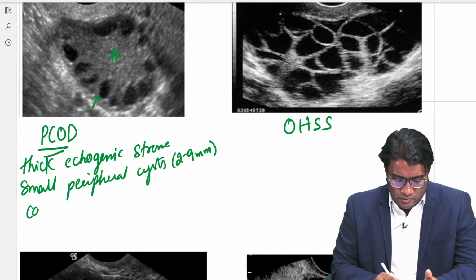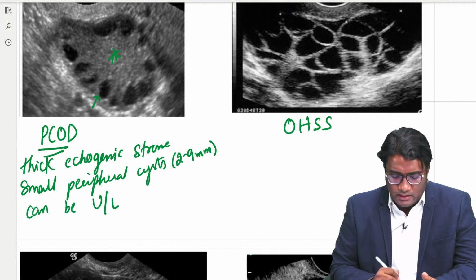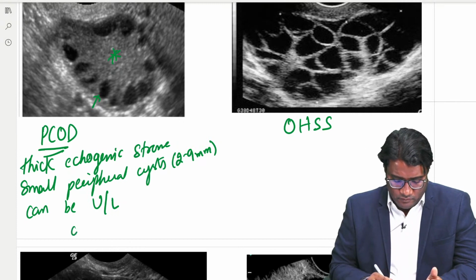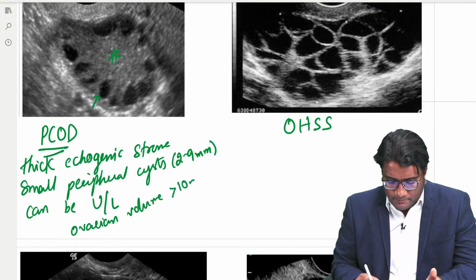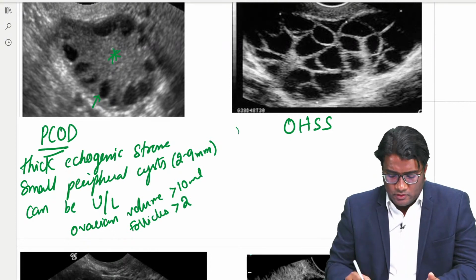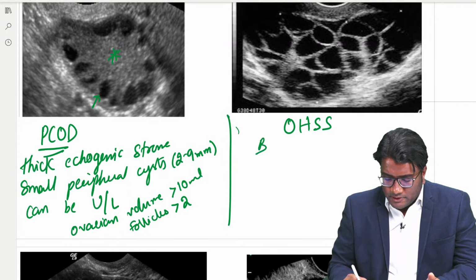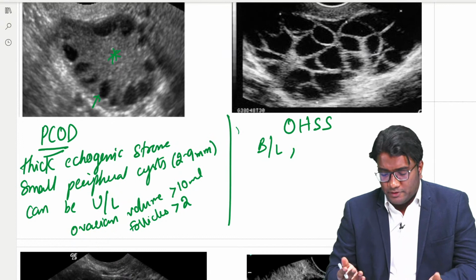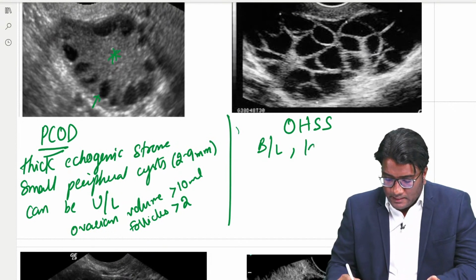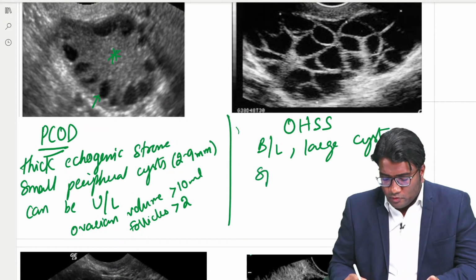And this can be unilateral. Even it can be unilateral to call it PCOS. So what is ovarian volume? Ovarian volume more than 10 ml or 10 cc, and follicles more than 20 according to the new international criteria. So all of this is PCOD. Whereas ovarian hyperstimulation syndrome is usually bilateral, because obviously you are giving injections of HCG. It will stimulate both the ovaries, and you will have large cysts, not small cysts, and a thin, spoke wheel like stroma.